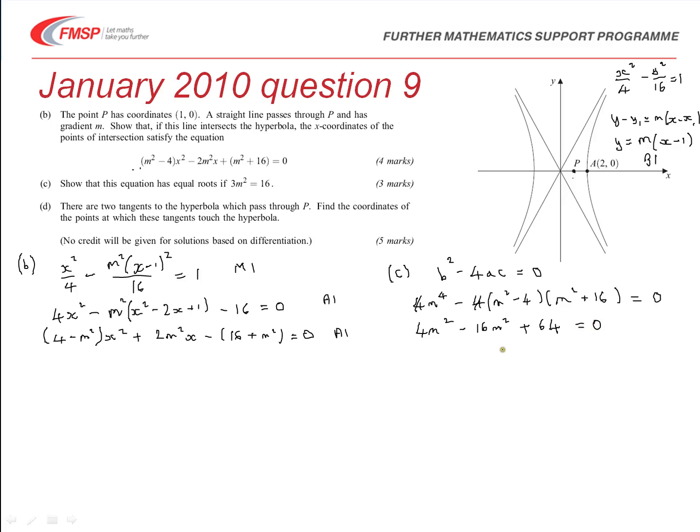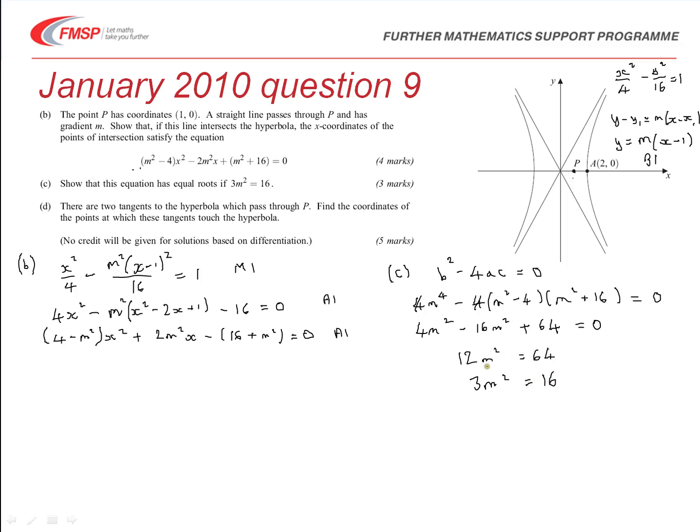And then, what can we do now? We can divide through by 4. Well, we're going to get minus 12, aren't we? So if we rearrange this, we're going to get 12m squared equals 64. So we can divide through by 4 to give us 3m squared equals 16.